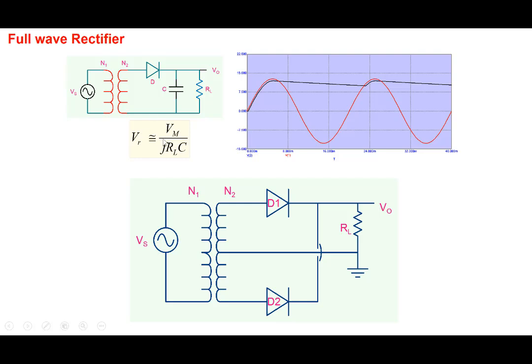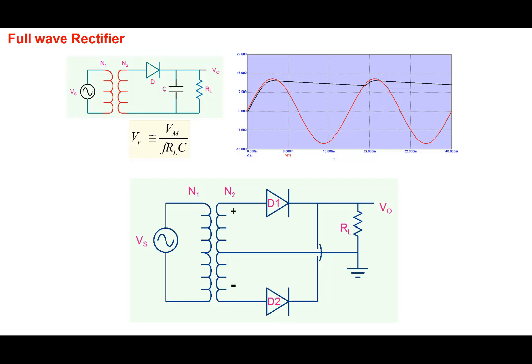Now, this problem can be partly relieved if we use a full wave rectifier. And this is the circuit that we use. We have two diodes, D1 and D2. And we have a transformer just like in the previous case, but a transformer with a special characteristic, that its center is connected to ground. So in addition to the two secondary terminals, there is a center tap also, and that is connected to ground. And you'll see why this is required in order to obtain a full wave rectification.